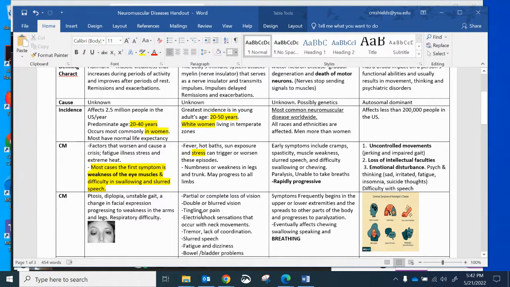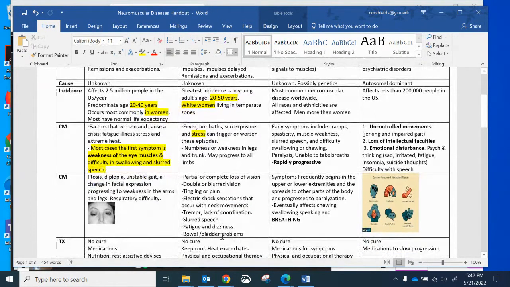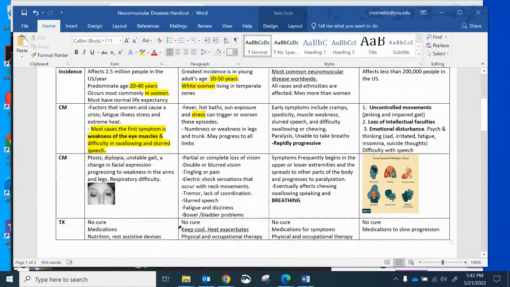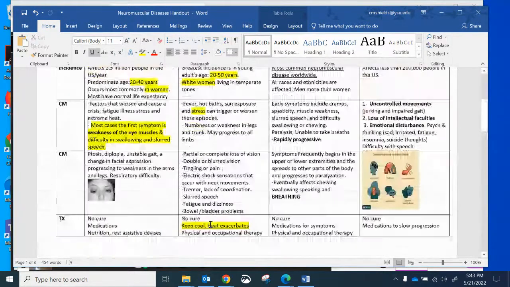They can have visual problems. Tingling or pain, any type of nerve pain, nerve sensation, an electric shock sensation that occurs with movements, right? That nerve is exposed. Tremor, lack of coordination, slurred speech, fatigue, dizziness, bowel and bladder problems if the bladder muscle is affected. So any neurological symptom can be in this box right here. Treatment: no cure. Keep cool. Remember this. This is important and specific to this one. Heat exacerbates it. Certainly devices, physical therapy, occupational therapy.